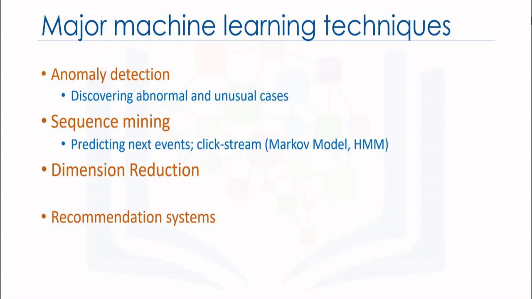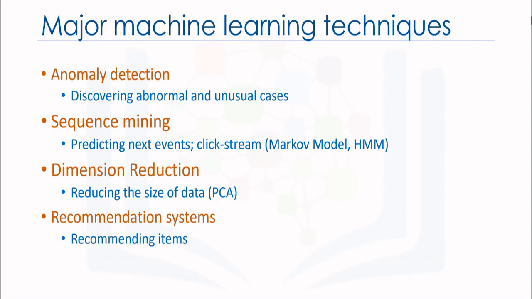Sequence mining is used for predicting the next event, for instance, the click stream in websites. Dimension reduction is used to reduce the size of data. And finally, recommendation systems. This associates people's preferences with others who have similar tastes and recommends new items to them, such as books or movies. We will cover some of these techniques in the next videos.